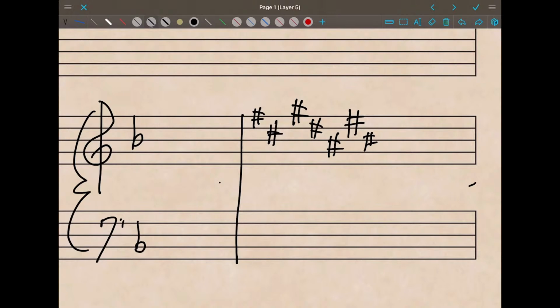Same with the flats, right? If I was going B, E, A, D, G, C, and F flat, everything flat. Next to last flat is C, so I call this C flat major, right? Everything flat. Okay.